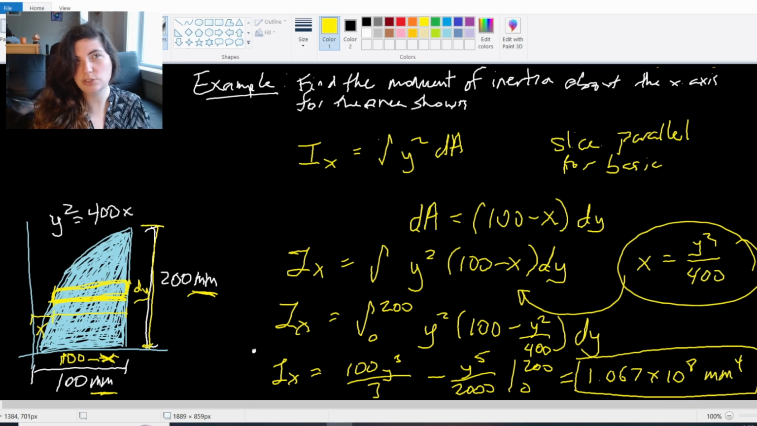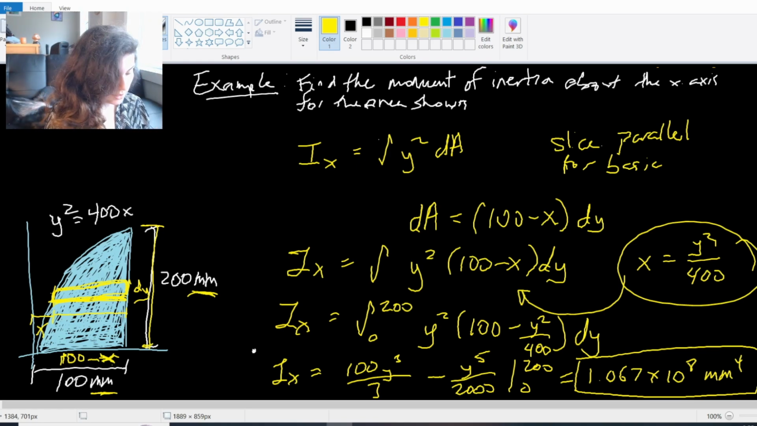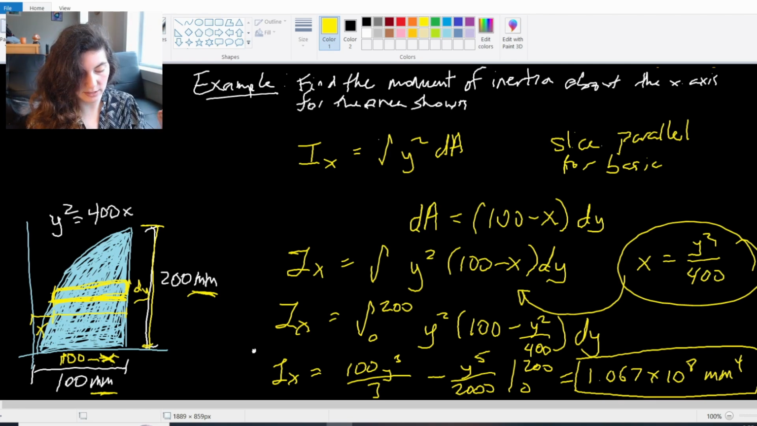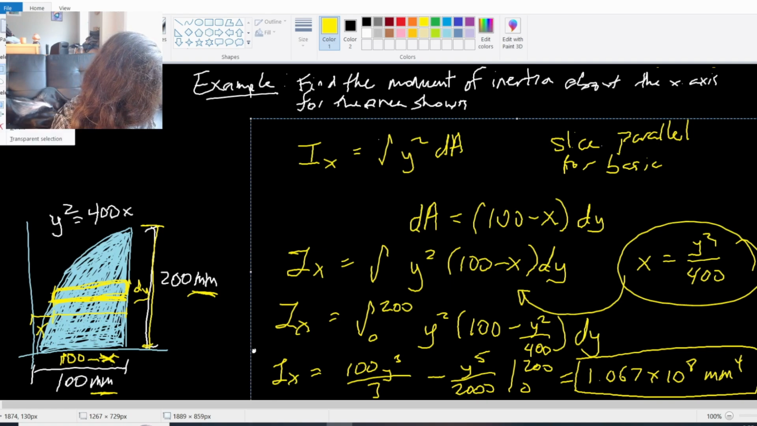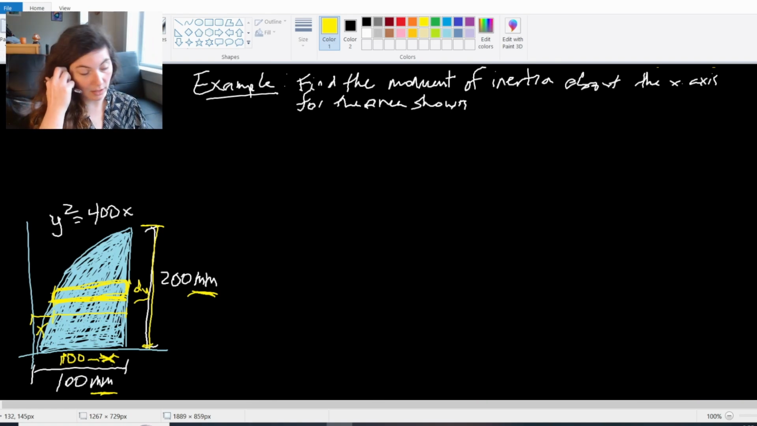It usually comes down to whether the problem asks you to solve it in a specific way, or if one of the integrations is substantially easier to do. So let's take a look at how we would do this with the parallel axis theorem. I'm going to go ahead and delete all of this, and we'll look at the parallel axis theorem.